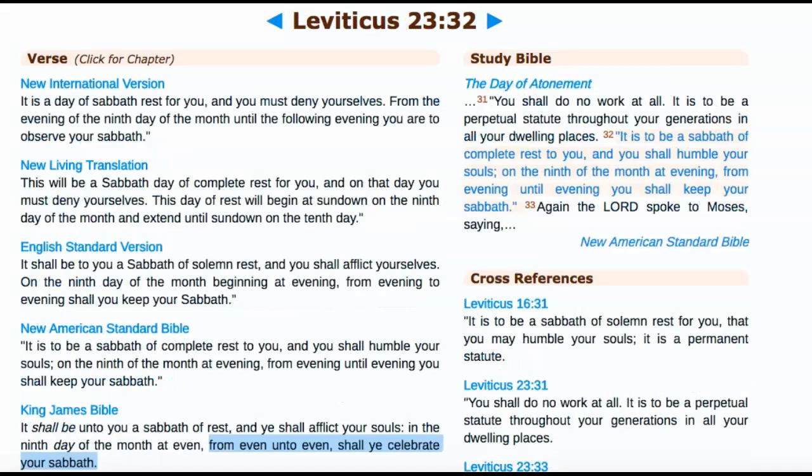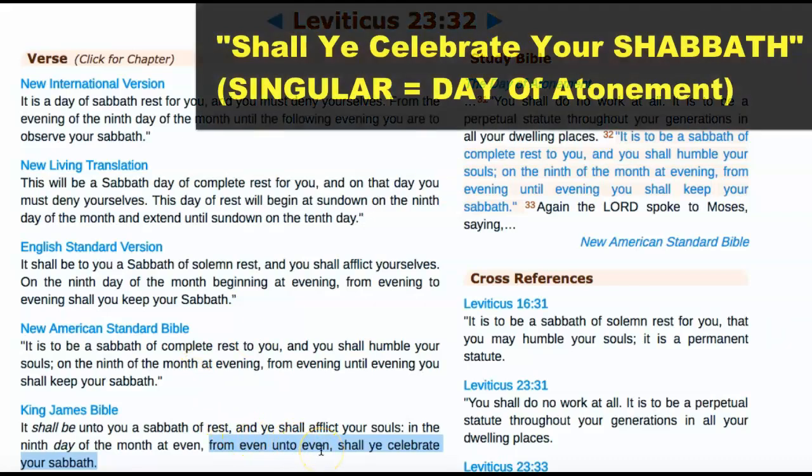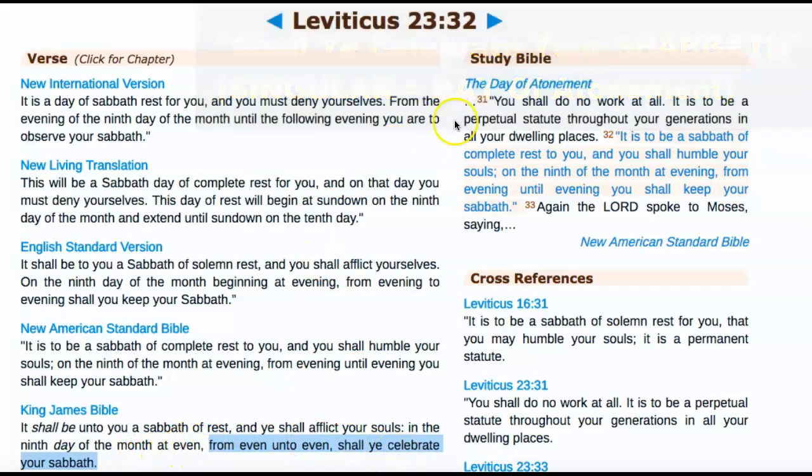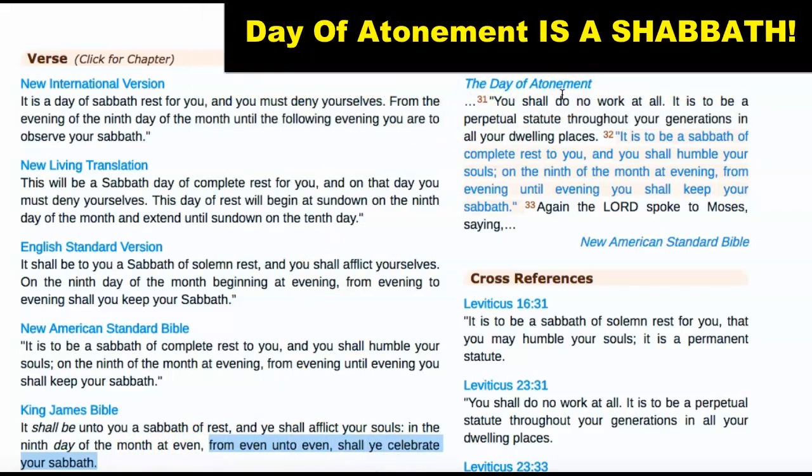Also, we have Leviticus 23:32 about the Day of Atonement, which is the Torah, by the way, which also proves it when it says from even unto even, or from evening until the evening, shall you celebrate your Sabbath, your Shabbat. And we know that the Day of Atonement is the Sabbath.